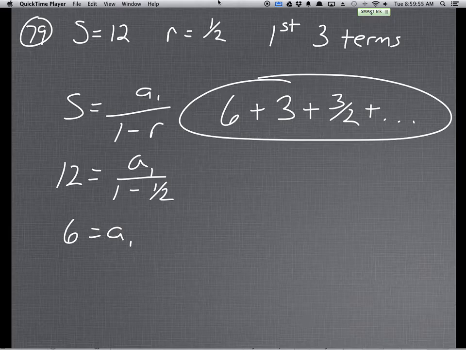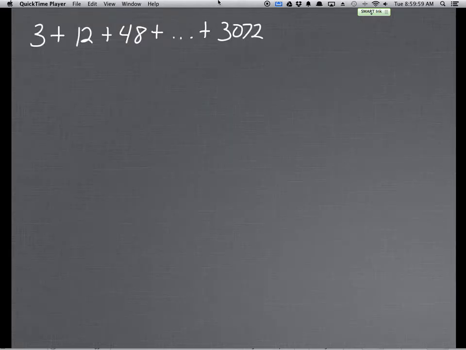Last one. This time they give me a geometric series and they want me to write it in summation notation. This is number 97. So 3 plus 12 plus 48 plus 3072.